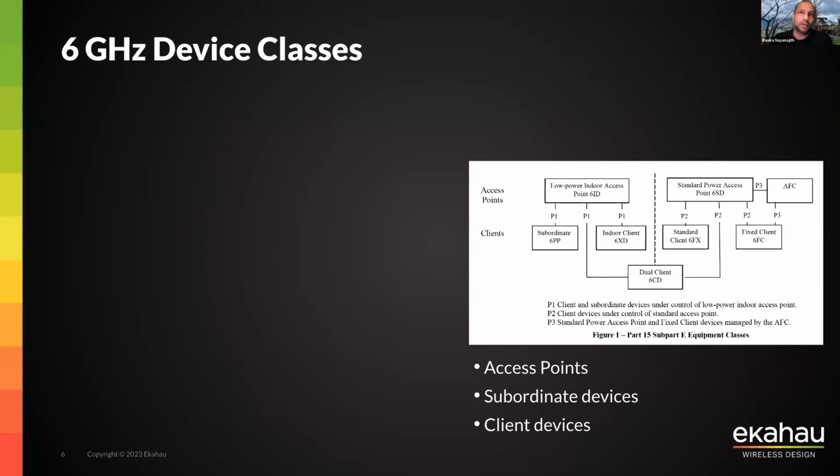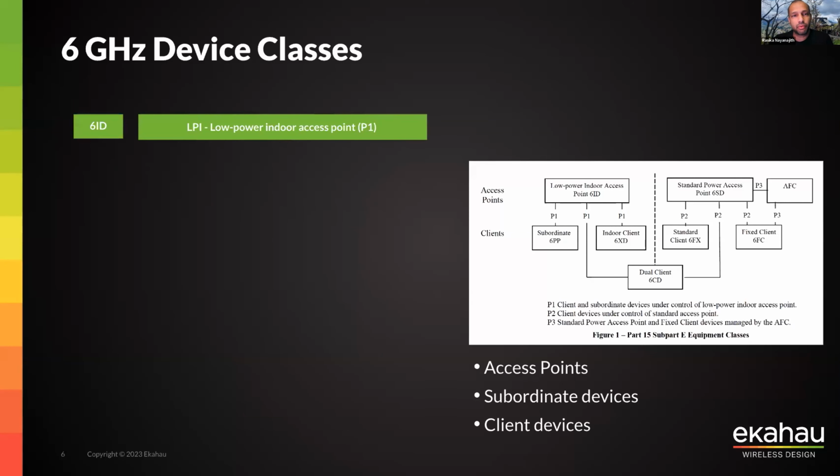Now, access points normally fall into 2 categories. One type of AP we call indoor deployment only. The other type we call standard power. You can go with increased power, and the typical use case is outdoor deployment. From the device certification point of view, there is the indoor access point, and its specific code is 6ID. That specifies the indoor access point.